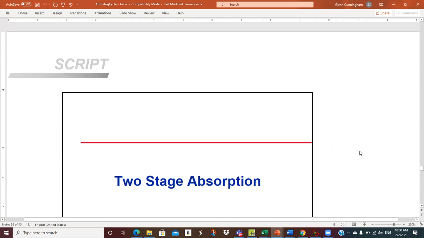Normal rust is Fe2O3 and magnetite's Fe3O4. So it's the first cousin of normal rust, but it has different properties.